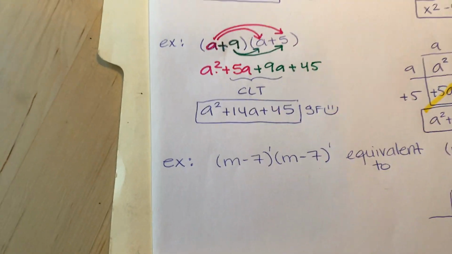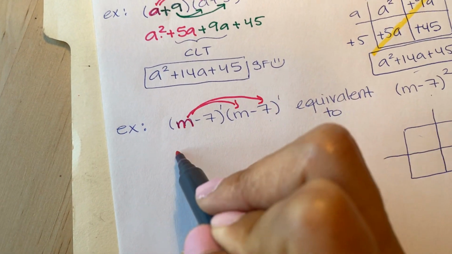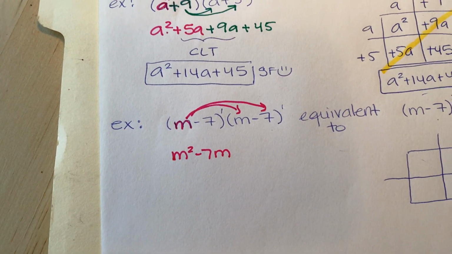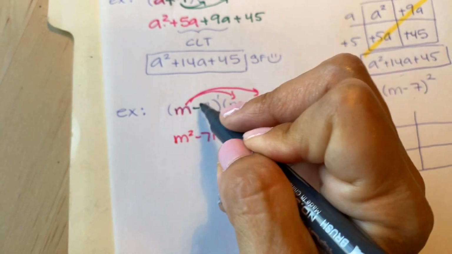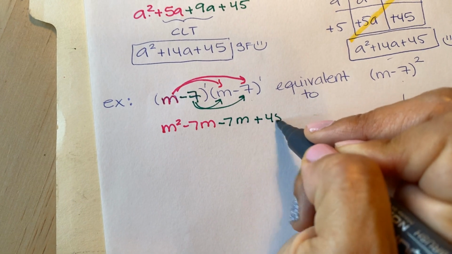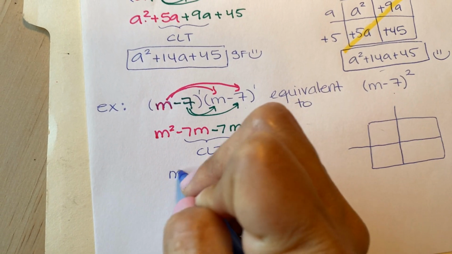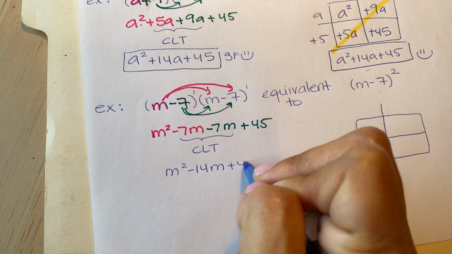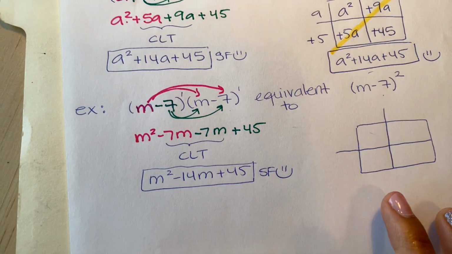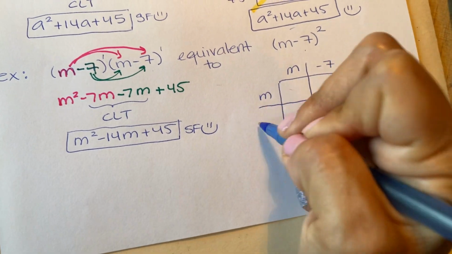Okay, all right. Oh, I got to FOIL. So FOIL, right, multiply, I get m squared minus 7m. And then I get negative 7 times m, minus 7m, plus 49, and then go ahead and combine like terms. And there you are. And so same thing here, box method, m minus 7, m minus 7.